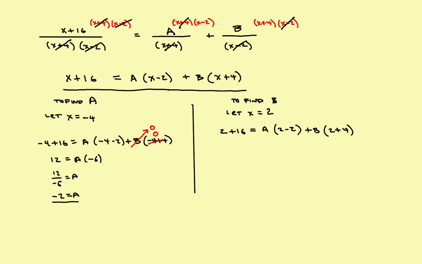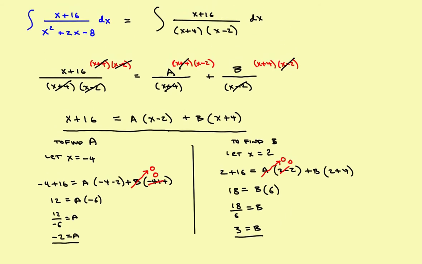Now again, what you were hoping for is that this time the A would disappear. Sure enough, 2 minus 2 is 0, and A times 0, this entire term right here, goes to 0, which is exactly what you wanted. So now add these together and you get 18 is equal to B times 2 plus 4, which is 6. So 18 divided by 6 is equal to B, and 3 is equal to B. So now you know what A is and you know what B is.